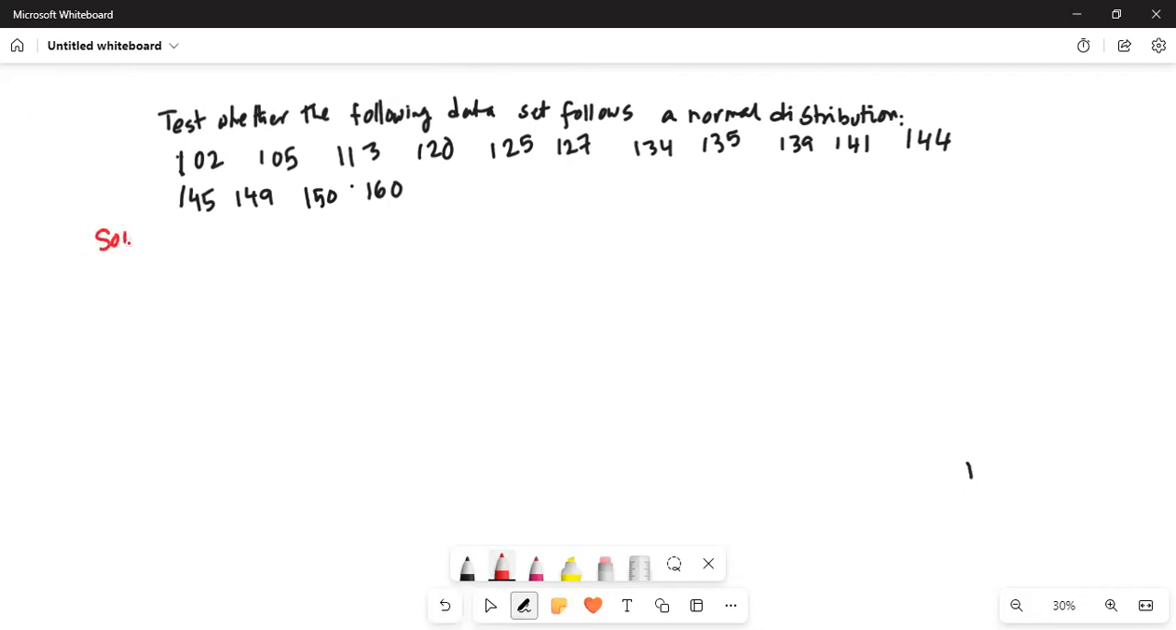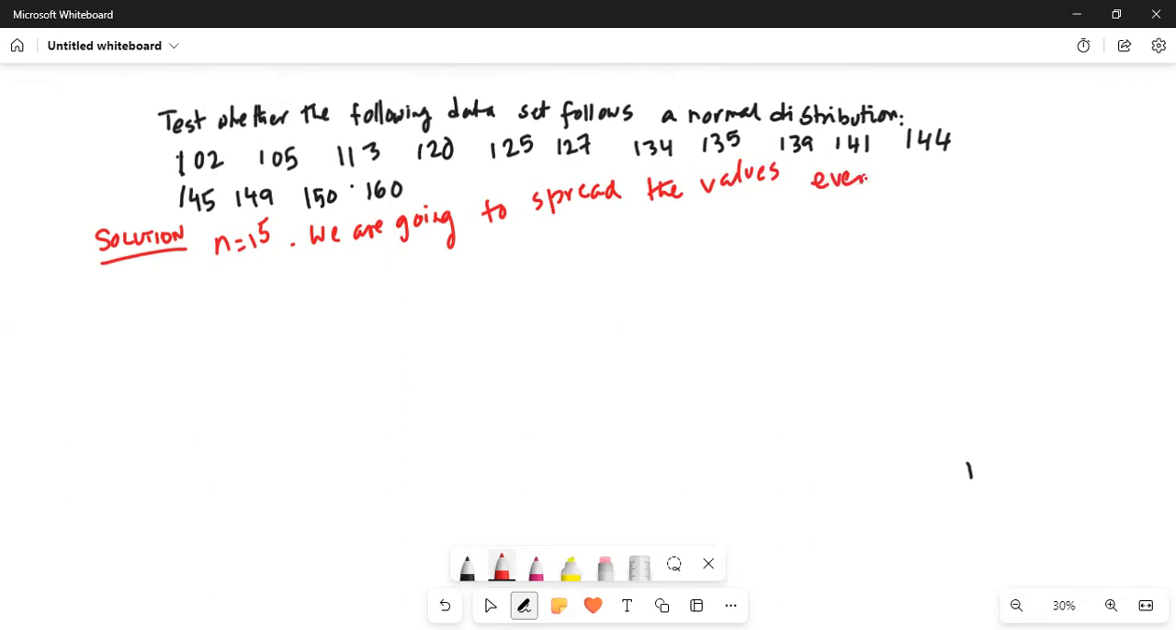Solution. The numbers are already arranged from lowest to highest, as you can see, in ascending order. N is equal to 15, where N is your sample size. So we are going to spread the values evenly over the interval 0 to 1.